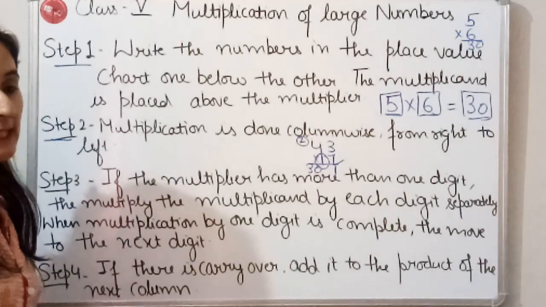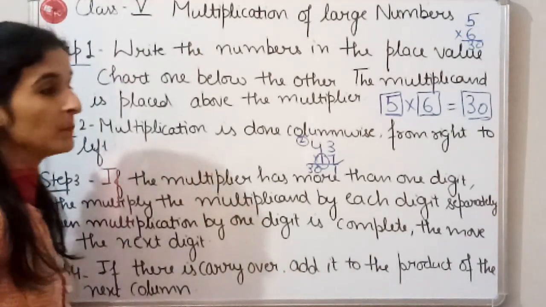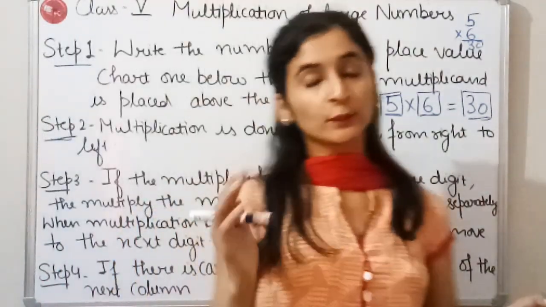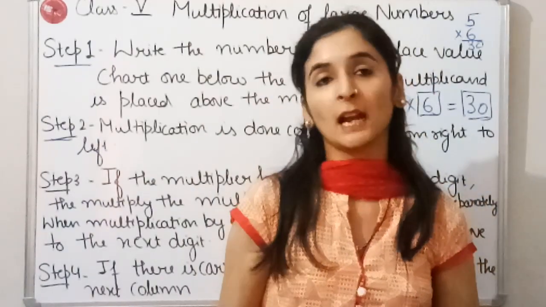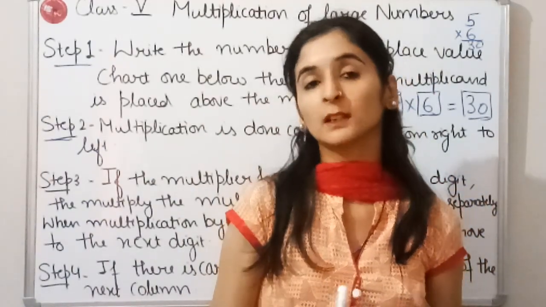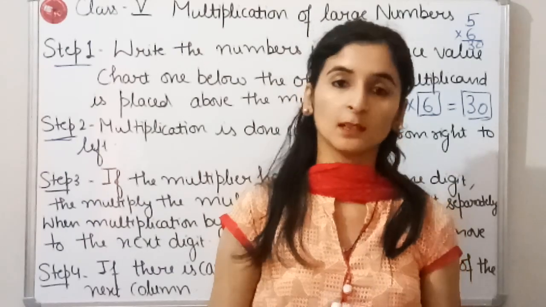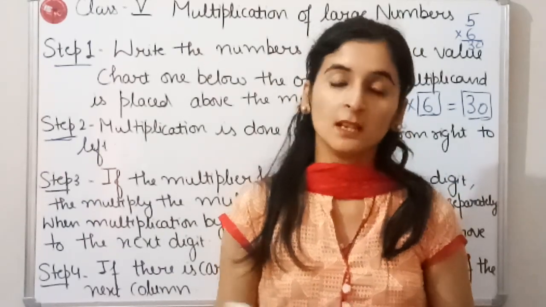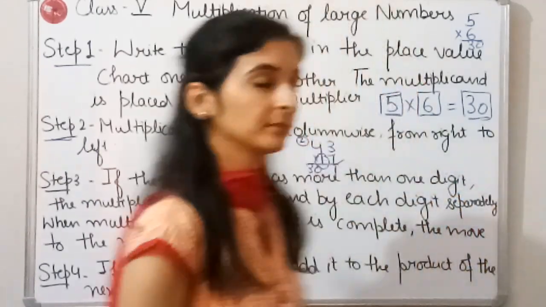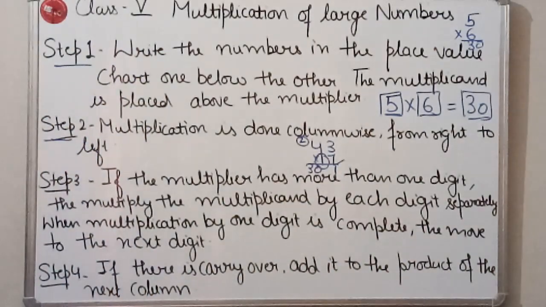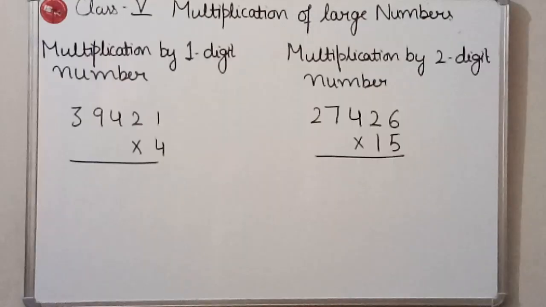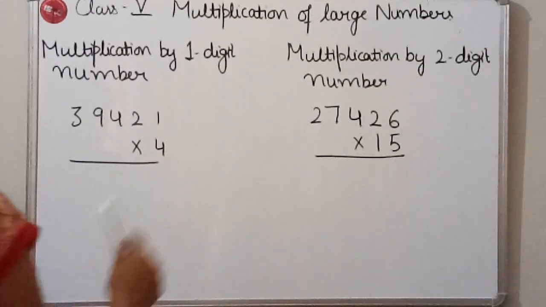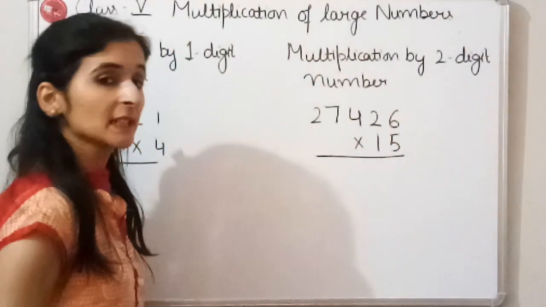Now we will be taking some examples, and we are going to know how we have to multiply by 1 digit number, 2 digit number, 3 digit number and 4 digit number. So let us start with the examples. Now we will move to multiplication by 1 digit number and multiplication by 2 digit number.